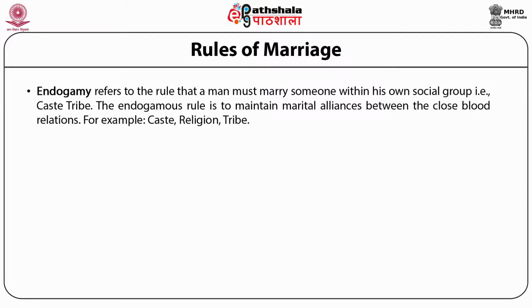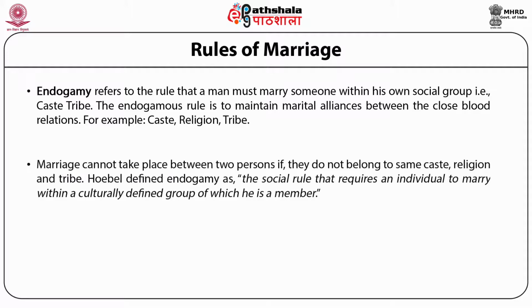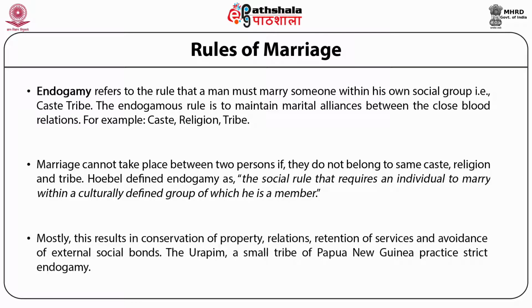In case of endogamy, marriage cannot take place between two persons if they do not belong to the same caste, religion, or tribe. Howell defined endogamy as the social rule that requires an individual to marry within a culturally defined group of which he is a member. Mostly, this results in conservation of property relations, retention of services, and avoidance of external social bonds.